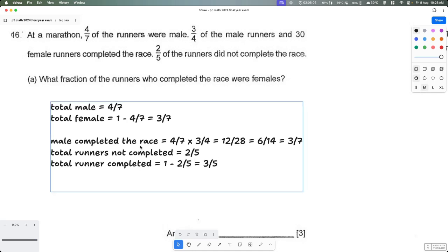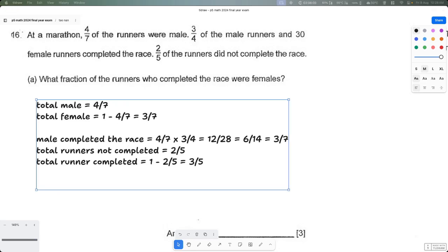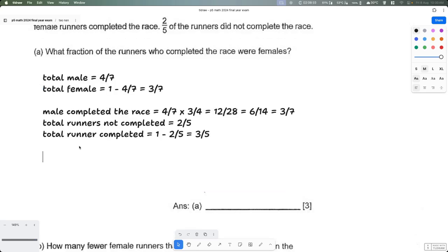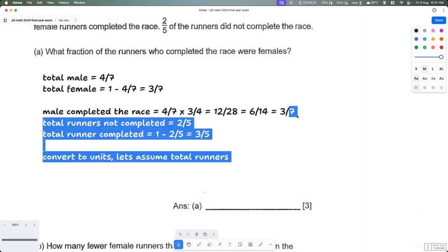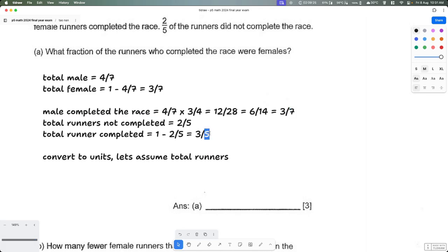Okay, so in this case, the next thing we can do is convert to units. Let's assume total runners completed is equal to, in this case, we want to concentrate on male completed runners, which is 7, and total runners completed is 5. So 7 and 5, which is 35 units.